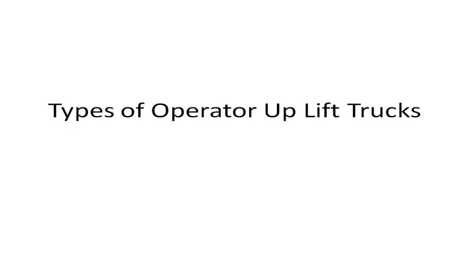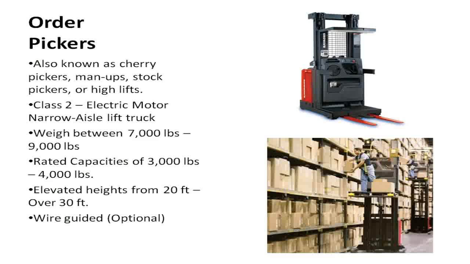So I would like to start today by going over some of the features of the two more commonly used operator up trucks, which are order pickers and swing reaches. Now, order pickers are known by a lot of different names. It really depends on the facility. You will hear operators refer to them as cherry pickers, man ups, high lifts, and stock pickers, to name a few. These are Class 2 electric motor narrow aisle trucks.